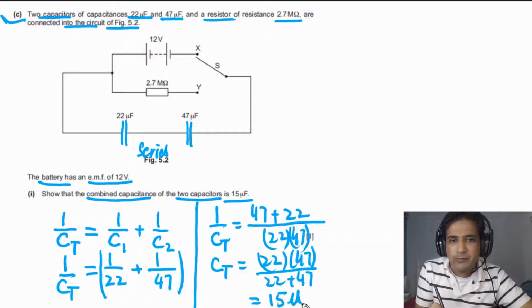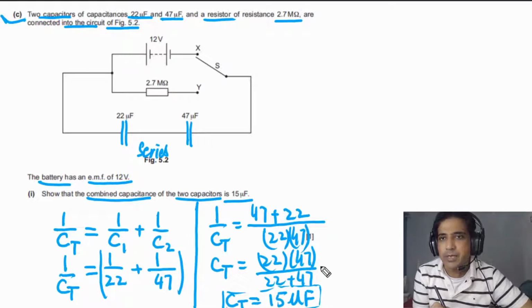If we solve this one, our final answer will be 15. And this is 15 microfarads because we are using microfarads as the unit for capacitance. And this is the final answer. And this is what we need to calculate. This question has only 1 mark. If you have got the right answer, you will get 1 mark.